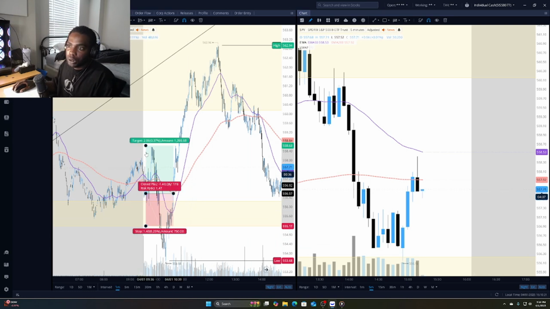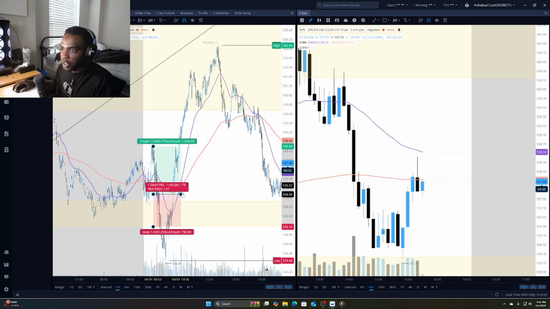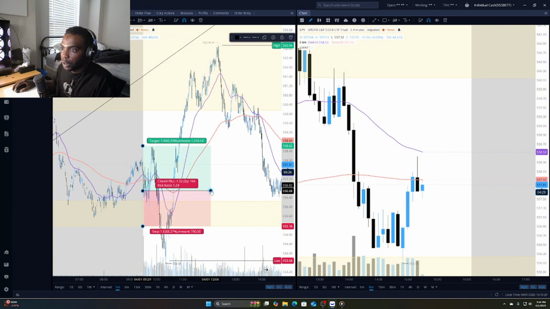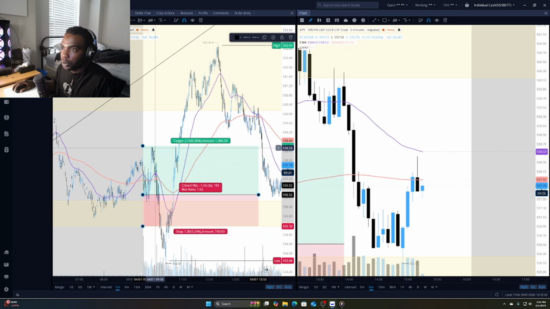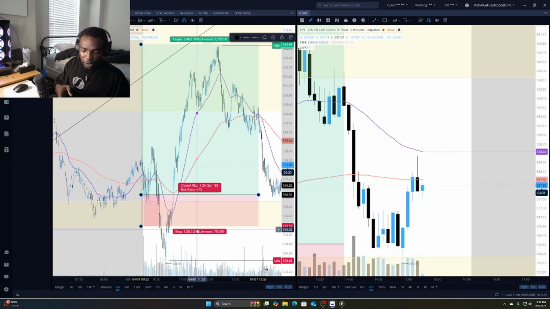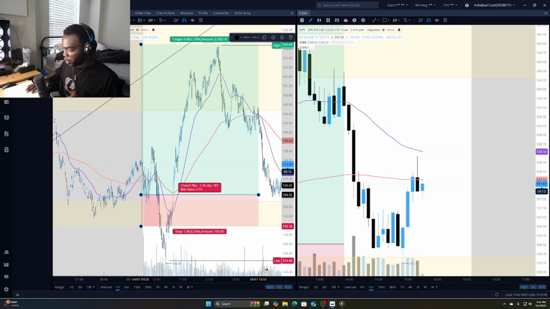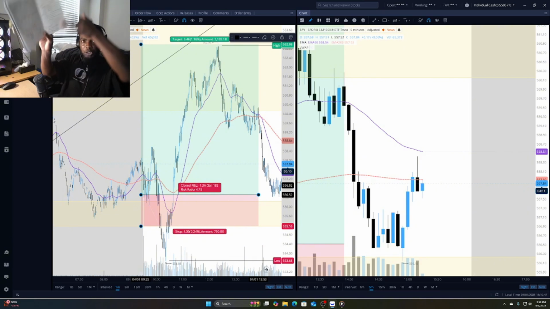But let's see how much I could have made if I would have just soaked it and stayed in the trade. Let's move this over here. So yeah, this trade has a lot of potential. It had a lot of potential. The setup was there. I'll also post my due diligence because I'll just show you guys right here.